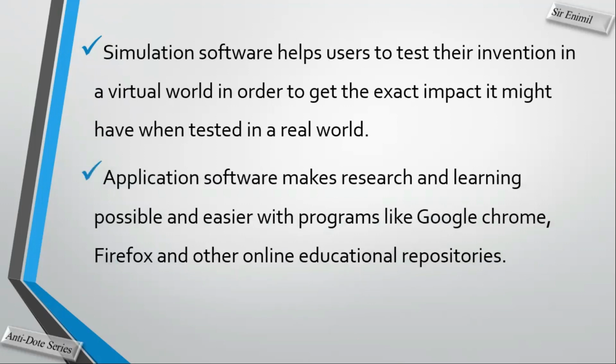Then application software makes research and learning possible and easier with programs like Google Chrome, Firefox, and other online educational repositories. Now there is ChatGPT that you can also use. So all these things make learning and research possible and a lot easier because they give us the information that we want. And all these things are application software. So Google Chrome is a web browser and it's an application software. Mozilla Firefox is a web browser and it's an application software. Microsoft Edge is also a web browser and it's an application software.